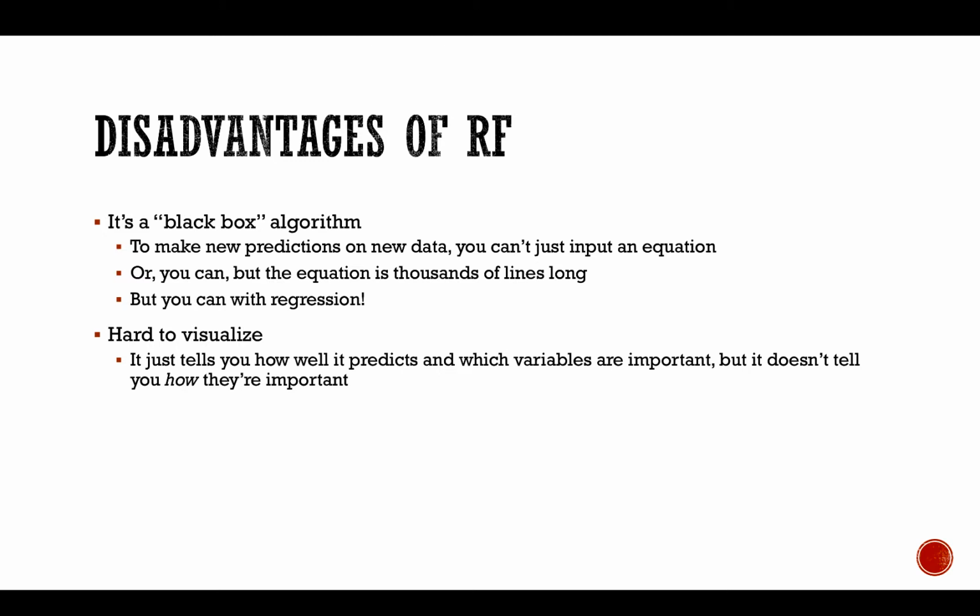Another disadvantage of random forest is that it's hard to visualize-ish. So random forest will tell you how well it predicts and which variables are important, but natively it doesn't tell you exactly how they're important. So at the end of the day, you're like, all right, I know which variables are important. Now what? How do these predictions differ from a regression, or what are they predicting? I don't even know if this is actually making sense.